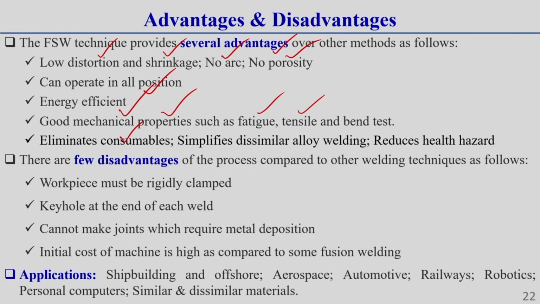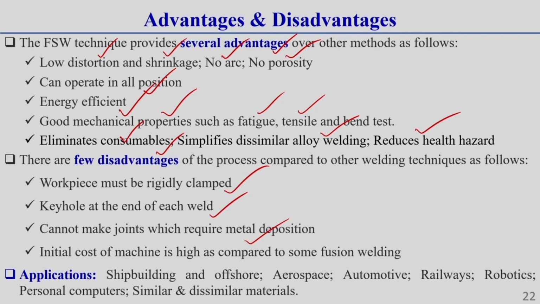We can use this for both similar and dissimilar types of material. It generally simplifies the dissimilar alloy welding process. It also reduces health hazards, because there is no toxic fume and no ultraviolet ray. There are a few disadvantages of this welding process. Work must be rigidly clamped, and a keyhole at the end of each weld is there, because of the exit hole. It cannot make a joint which requires metal deposition, which is very difficult to weld using this welding process.